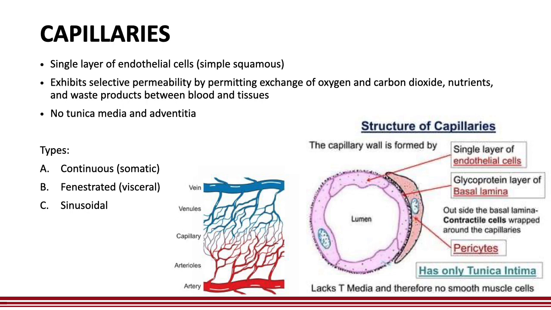Now, capillaries are a single layer of endothelial cells. Okay, they're composed of simple squamous epithelium, and this facilitates transfer of nutrients from the blood into the tissues where they are needed. They exhibit selective permeability because they facilitate the entry and exit of substances through the capillaries while preventing the movement of other molecules. Okay, because they are composed of only a single layer of endothelial cells, they do not have tunica media and tunica adventitia. Okay?